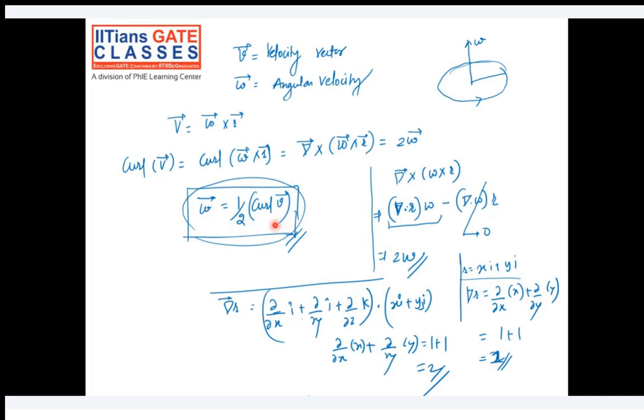We got a question from Arjun here: for solenoidal, why dot product, and for rotational, why cross product? Let me think on it.